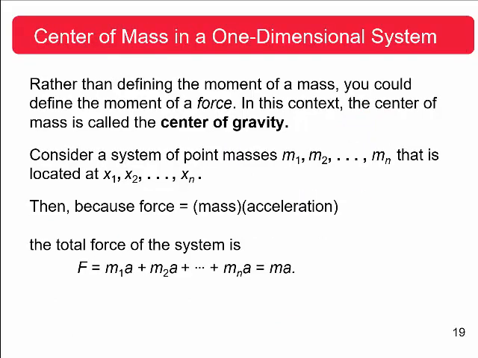Okay, so then rather than defining the moment of mass, you could define the moment of a force now. In this context, the center of mass is called the center of gravity. So consider a system of point masses m1, m2, all the way to mn located again at x1, x2, all the way to xn. Well then, because force is equal to mass times acceleration, the total force would be m1 times a plus m2 times a plus all the way to mn times a, which would just be equal to the total mass, that's what m is, times a, the acceleration.